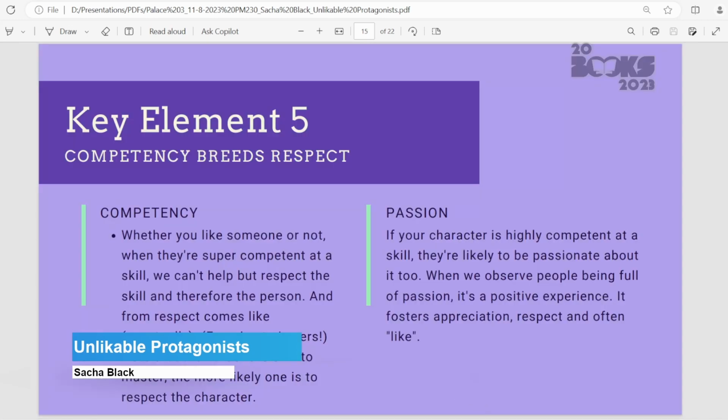Competency is element five. So we talked earlier about your villain's villain needing to be more powerful than your villain protagonist. It goes further than that. You need to have some quirk or behavior or skill that makes your villain protagonist super hyper competent. Like they need to be a master of whatever it is. And the reason we need to do this is because competency breeds respect, right?